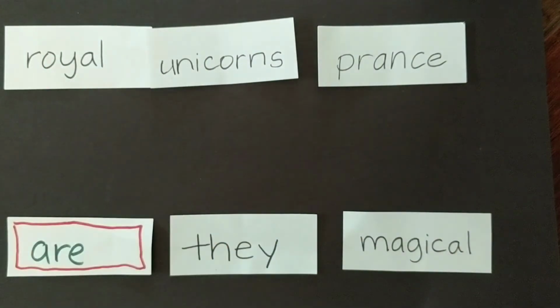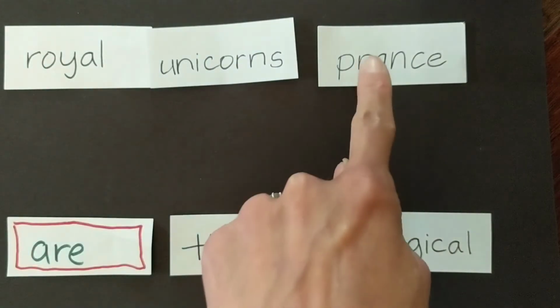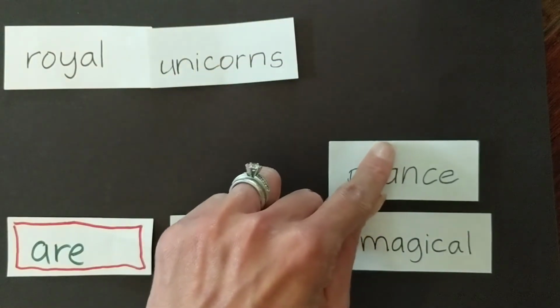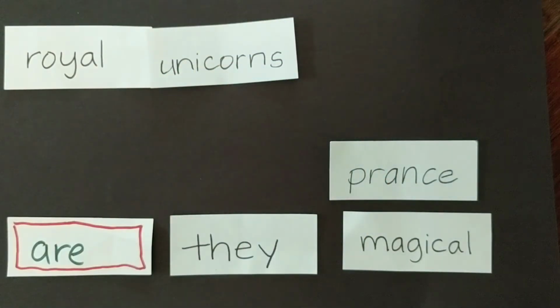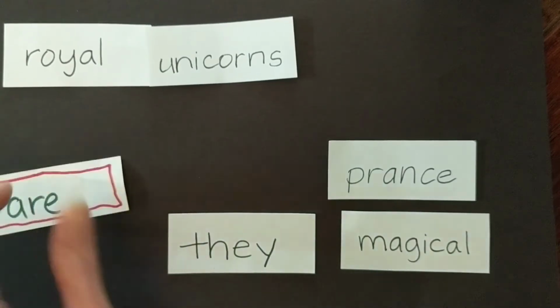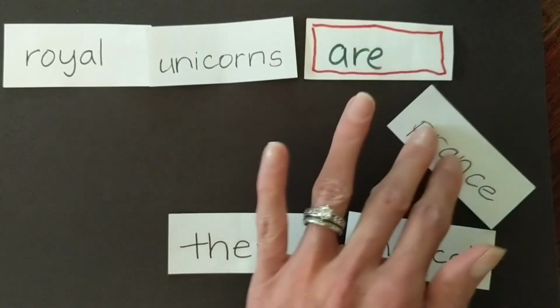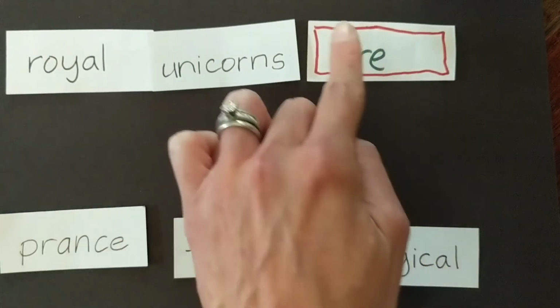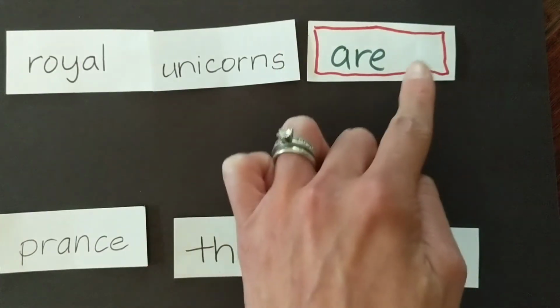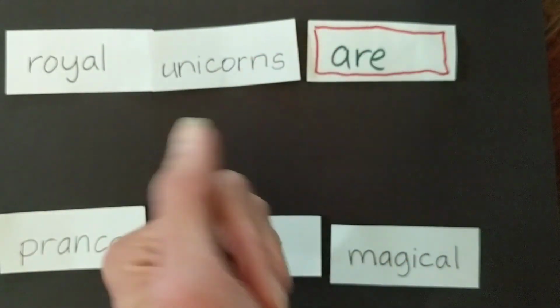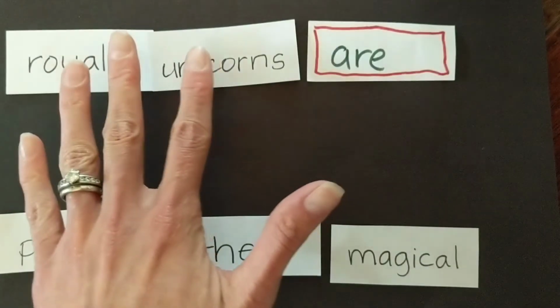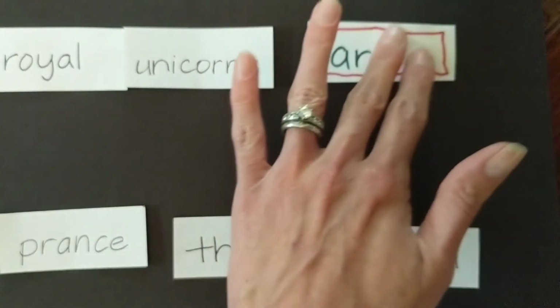All right. So let's go ahead and take our action verb, and I want to replace it with an always verb, one of those to be verbs. Which one? You are correct if you said are. In fact, this always verb is boxed in red because in our house, this is how we remember that they are always verbs. They're just that special. So now we have royal unicorns are.